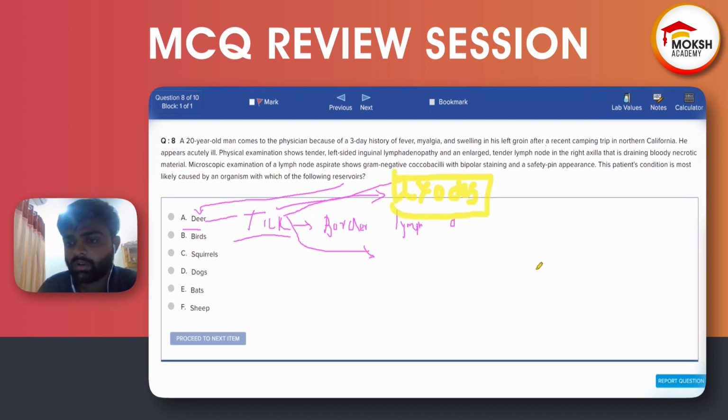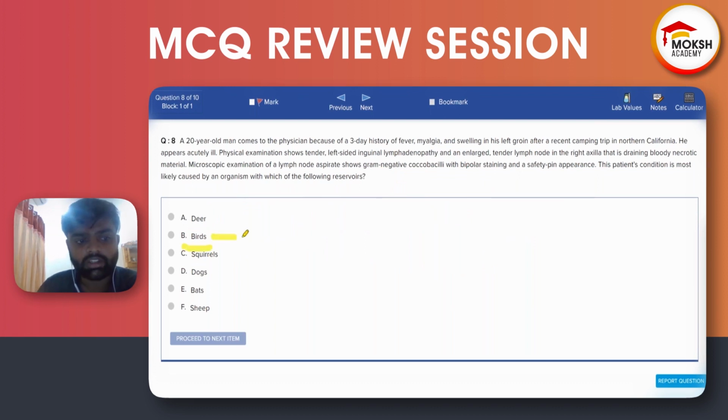Remember, one is not rickettsia. One is anaplasmosis, and another one is babesiosis. Okay, birds. Most commonly, birds are associated in USMLE with chlamydia, with the C. psittaci. Okay, chlamydia with C. psittaci.